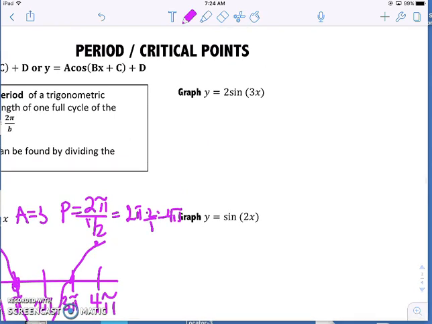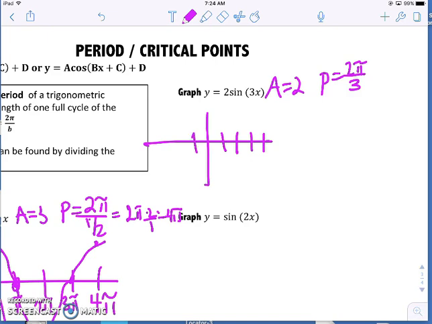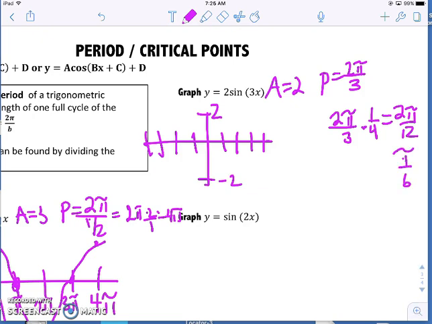So this next one here, amplitude is 2. Our period is 2 pi over 3. Well, if we divide that by 4, because once again we know it's going to go 1, 2, 3, 4, 1, 2, 3, 4, 2 and negative 2, but we have to label these. That's the same as multiplying by 1/4, so 2 pi over 3 times 1/4. 2 pi over 12, which reduces down to pi over 6. So that's what we're counting by here.